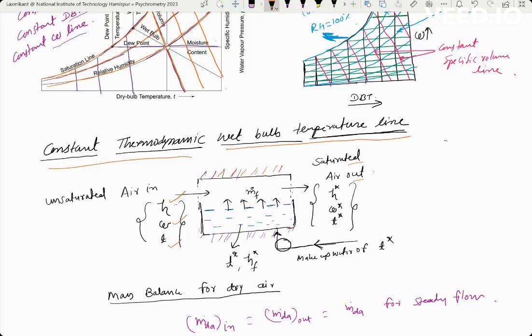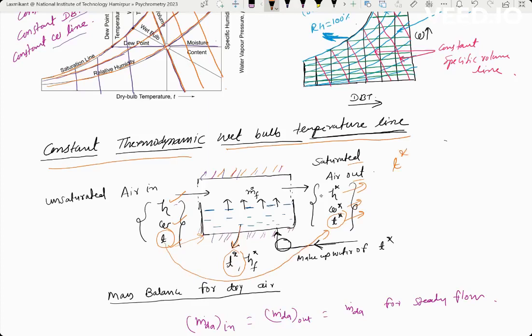When it becomes saturated, the condition of air becomes T star, omega star, H star. So how does it become saturated? Because of evaporation of water from this sump. Initially the temperature of this sump was the same as T. When it reached steady state, the temperature of this water sump also becomes T star, and the temperature of the exit air that is saturated also becomes T star, which is a lower temperature than the dry bulb temperature. So this T star is considered as the thermodynamic wet bulb temperature for T.